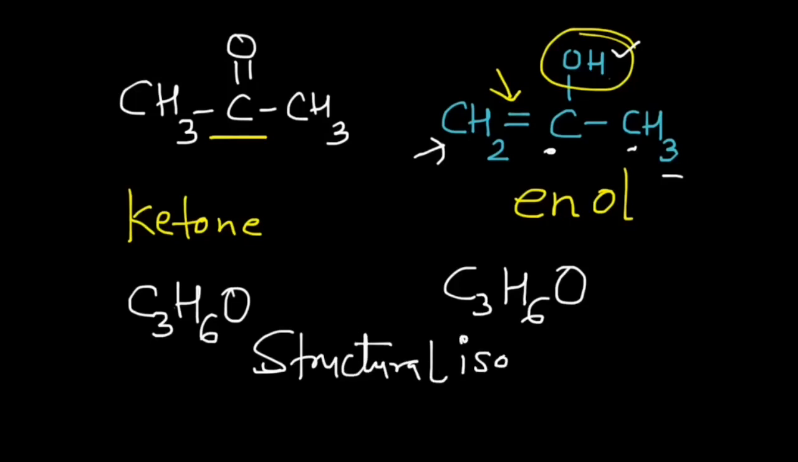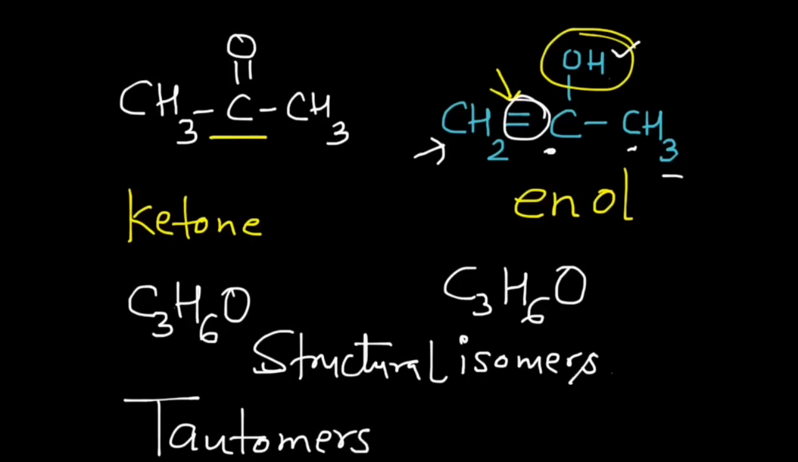Now you can call them functional isomers and claim that the functional groups are different, but you see that not only the functional groups are different, there is a difference in the chain due to the presence of this double bond. And so we give them a new category and we call them tautomers. And this property is known as tautomerism.